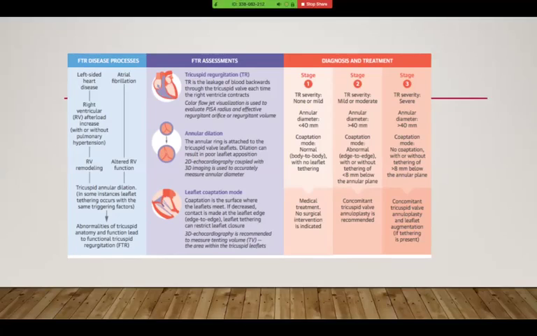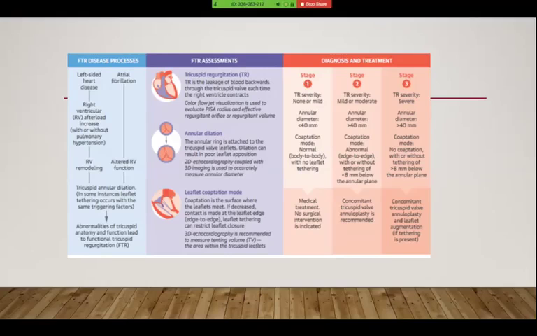So there are 3 stages, stage 1, stage 2, and stage 3. The first stage is where the severity of TR is none or mild. The annular diameter is less than 40 mm and coaptation mode is normal. So the mode of treatment is medical treatment. No surgical intervention is indicated here. In stage 2, it's mild to moderate TR. Annular diameter is more than 40 mm and coaptation mode is abnormal, edge to edge, with or without tethering of less than 8 mm below the annular plane. So concomitant tricuspid valve annuloplasty is recommended.